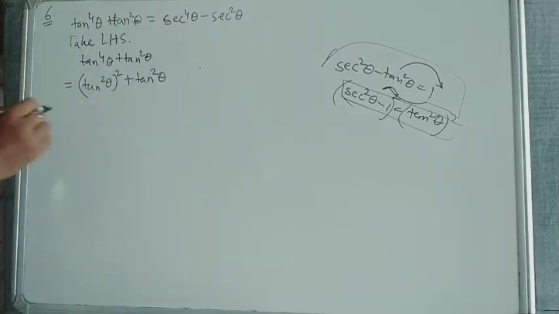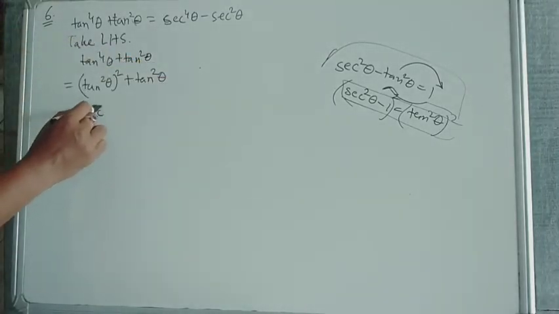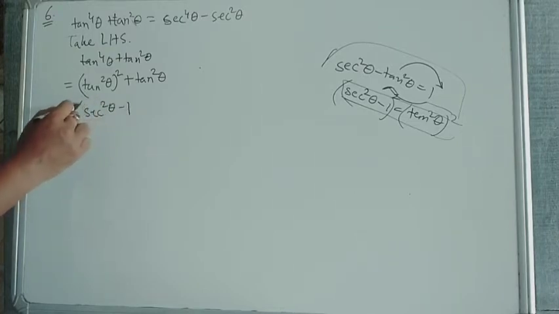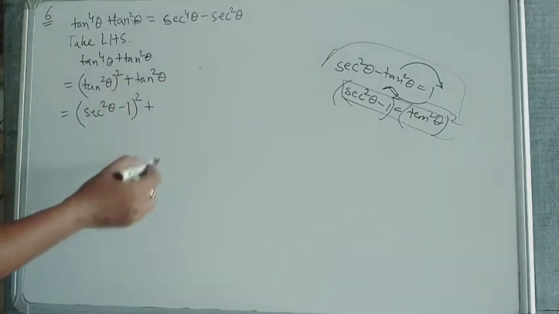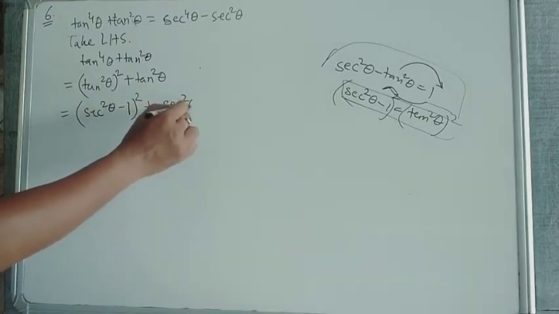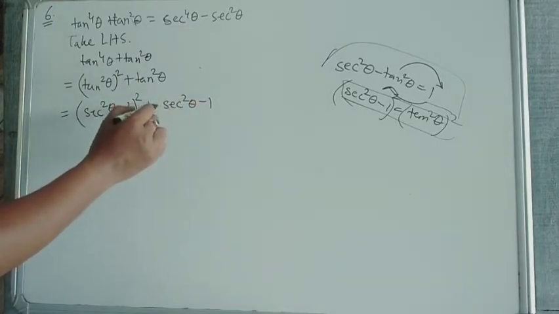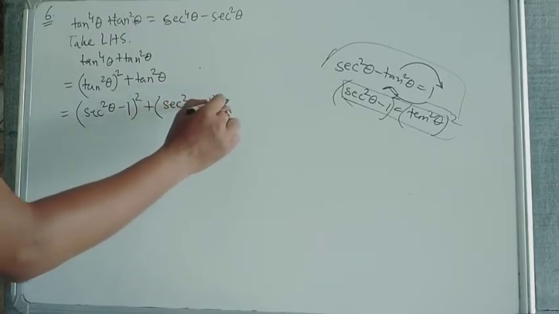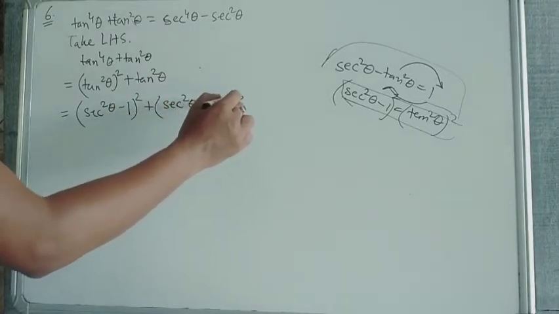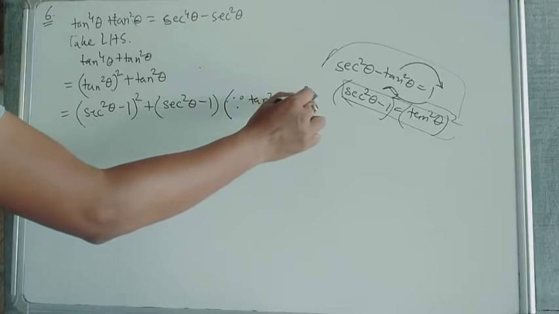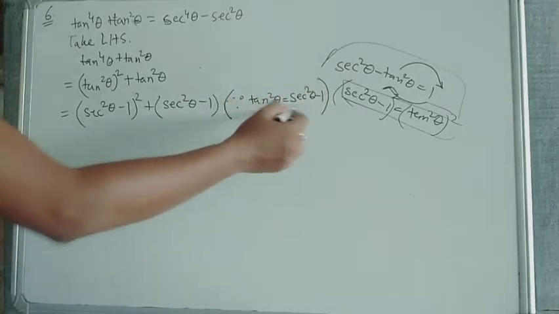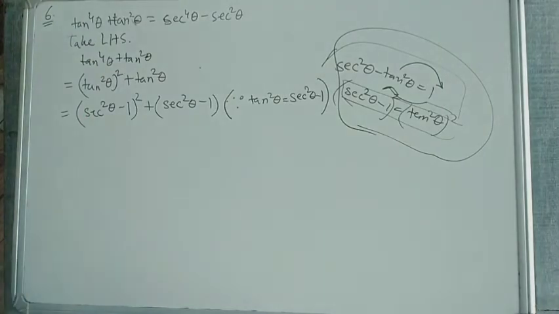Now tan square theta, what is the formula? Sec square theta minus 1 whole square, because there is a square, plus this tan square theta will become sec square theta minus 1. Because tan square theta equals sec square theta minus 1. How this came? This is your explanation. Okay.